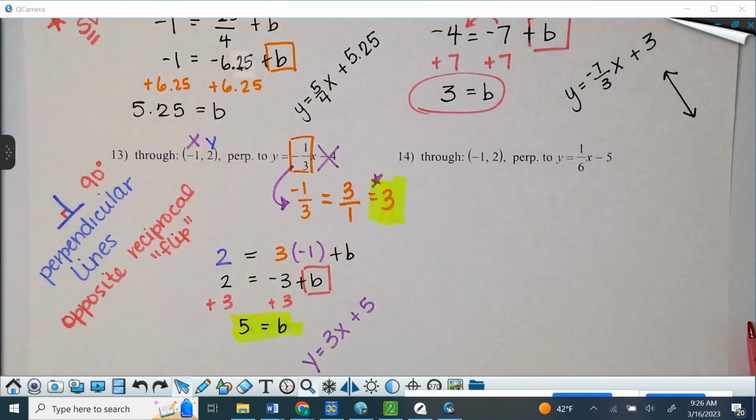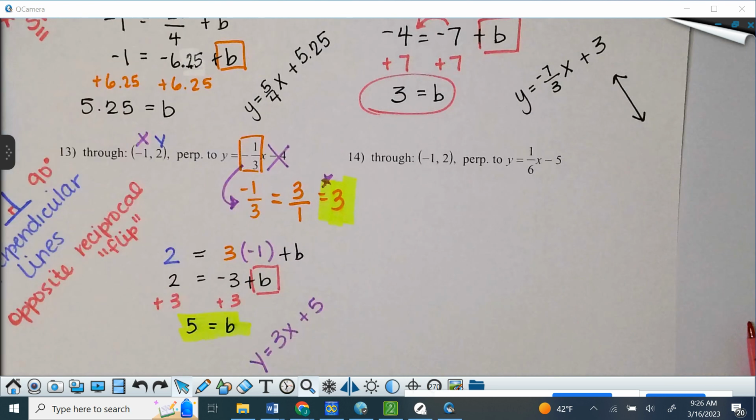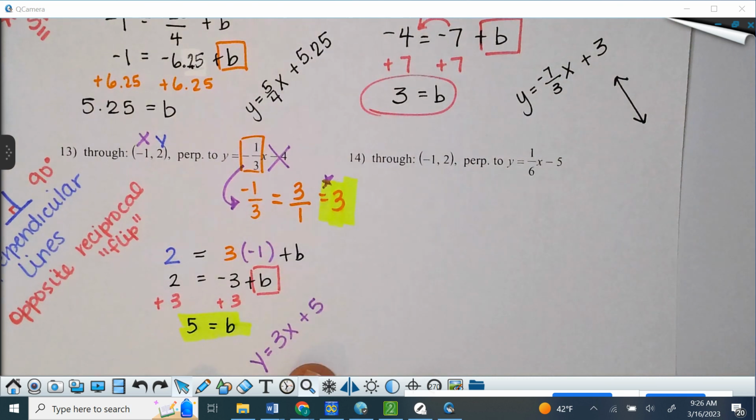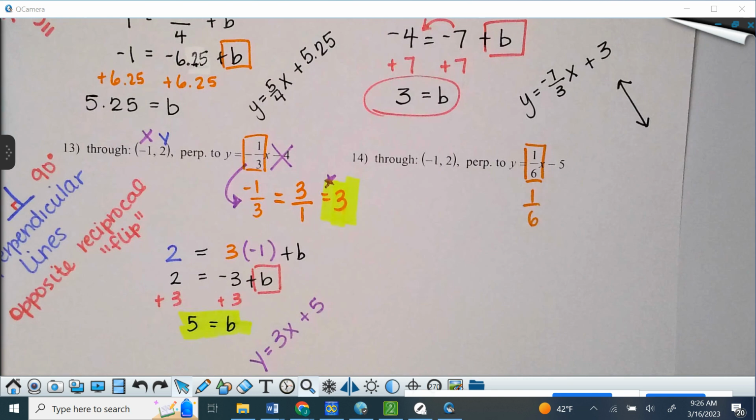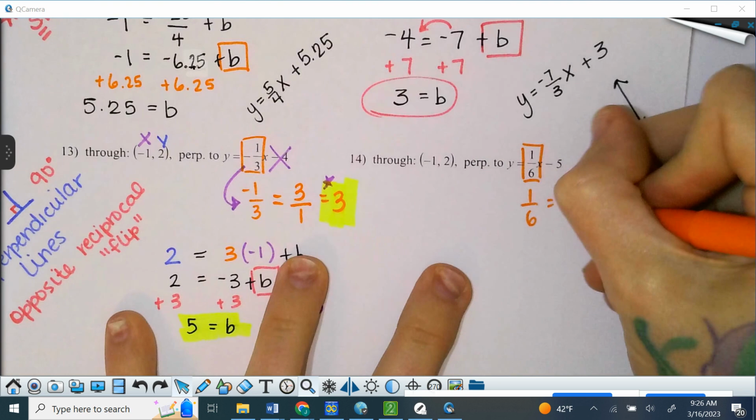All right, so number 14. What's the slope in y equals 1/6 x minus 5? What is the slope as given in that equation? 1/6. Good. Now, it says perpendicular, so we're not ready to rock and roll yet. We have to do the opposite and the reciprocal. What is the opposite reciprocal of 1/6? It's positive, so now it's going to become, yes, negative 6 over 1, or like you said, negative 6.